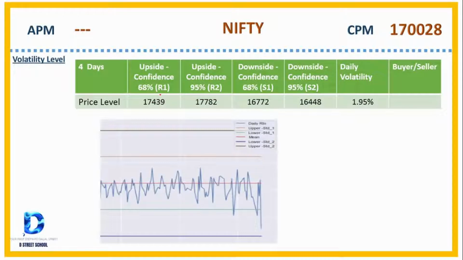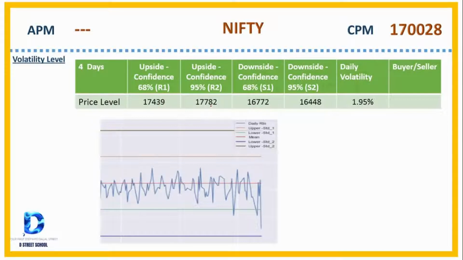So what are these levels? What do they mean? How can we understand them? Let me explain this very quickly. When I say R1 and S1, this is 68%. I can confidently say Nifty will trade between these levels, from 16,772 to 17,431. This is standard deviation one. There is a remaining 32% chance that Nifty might trade outside of the range, either upside or downside.